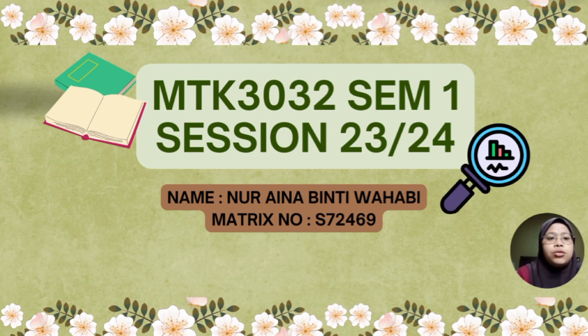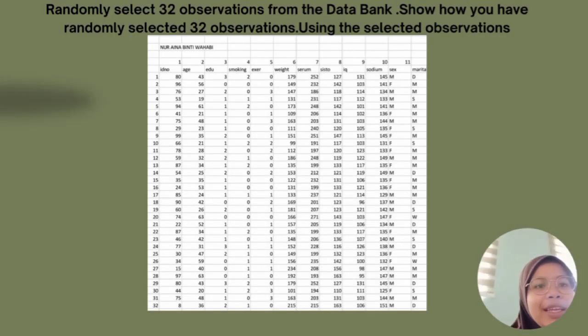S72469. So today I will present about statistics for chemistry assignment. Randomly select 32 observations from the data bank. Show how you have the randomly selected 32 observations using the selected observation. I got this data from Dr. Hanafi and I replaced it with my name in Excel and I got this new data.